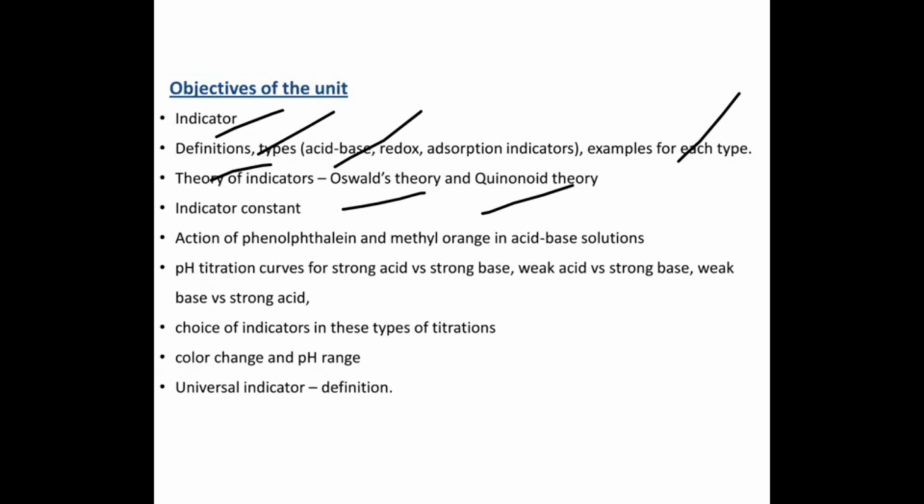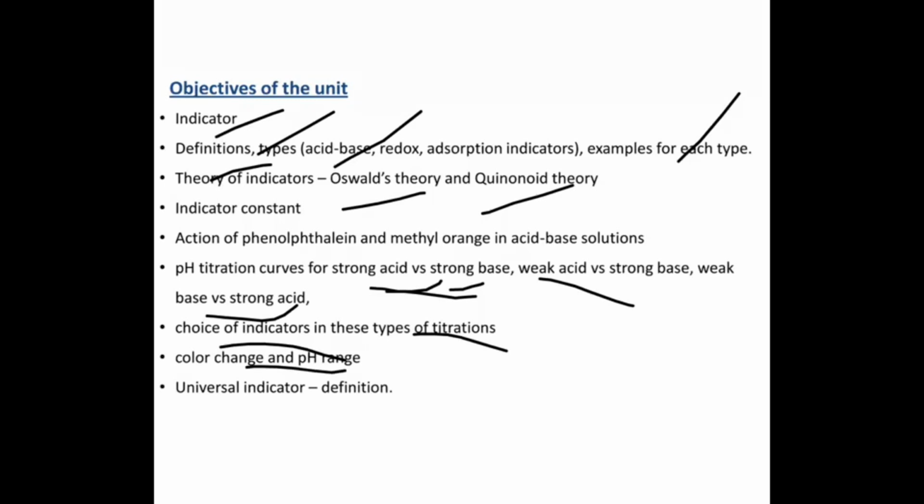We are going to discuss the pH titration curve for strong acid versus strong base, weak acid versus strong base, and weak base versus strong acid. Depending on these different reactions, we are going to choose different indicators. So the choice of indicator in these types of titration depends on the type of titration, the color change, and the pH range.